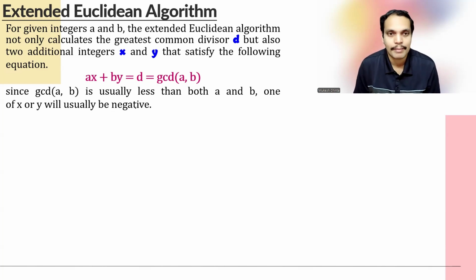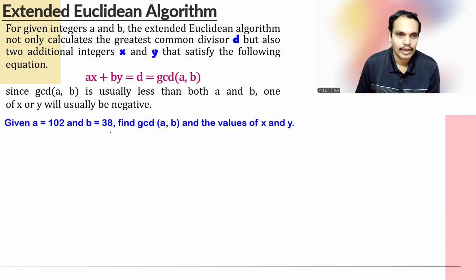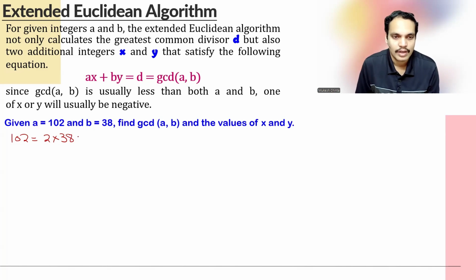Let me take you through a simple example and let us find out how this works. Given a is equal to 102 and b is equal to 38, find GCD a comma b and the values of x and y. Okay, now let us use the same Euclidean algorithm which we used before to find the values first. So a is equal to 102, this is my a, this is my b. So 102 is equal to 2 into 38, because 2 into 38 is 76, plus the remainder gives me 26.